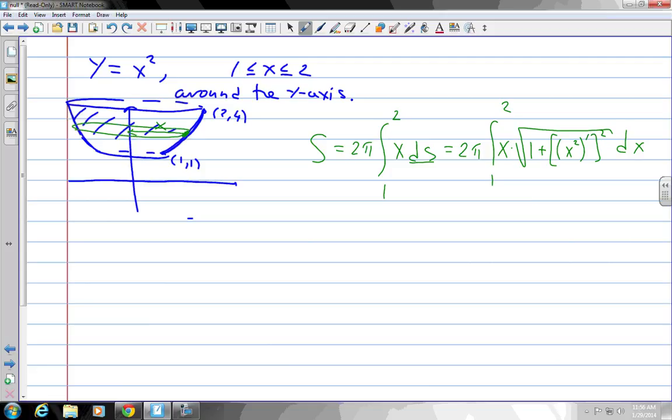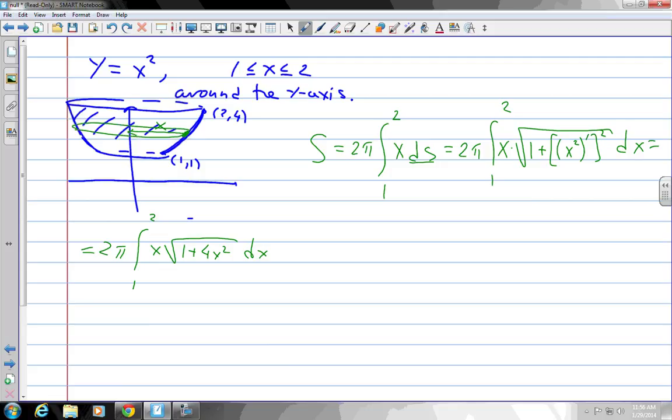Is that okay? So this is just doing it dx style. If we continue with this, from here on, that's a Calc 1 problem. That's a straight up integral: x, the square root, the derivative is 2x, you square that, it's 4x squared, so 1 plus 4x squared dx.